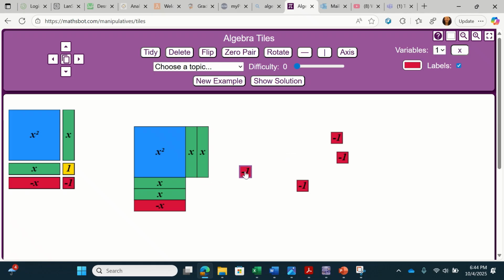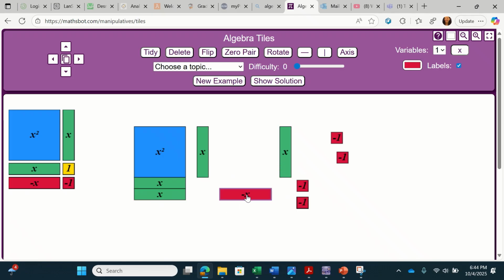When I bring this -1 and tuck it in there, I still have the issue of a positive times a positive giving me a negative. The other issue is that now I have a plus x and a minus x on the same side. So this is going to end up being something like x plus 1 instead of x. It's not going to show an accurate view of what it is. So when you bring in those zero pairs, here's what needs to happen.